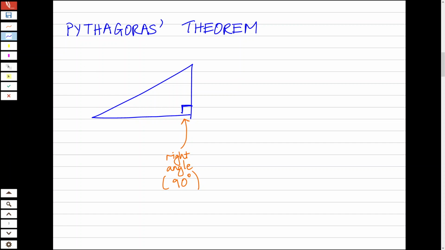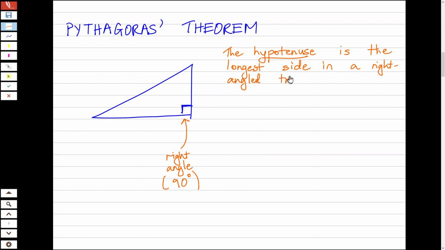I'm going to make a definition. So the hypotenuse is the longest side in a right-angled triangle. So, which one is the hypotenuse here? Is it C? Is it A? Or is it B?